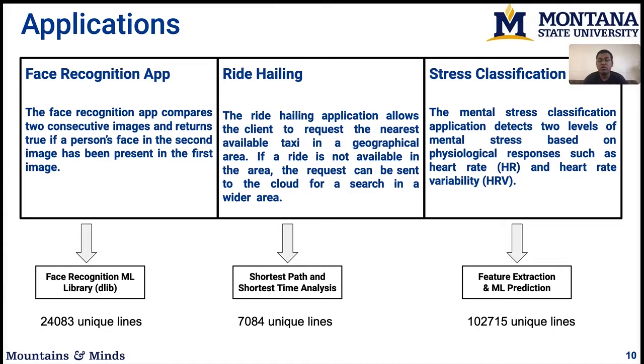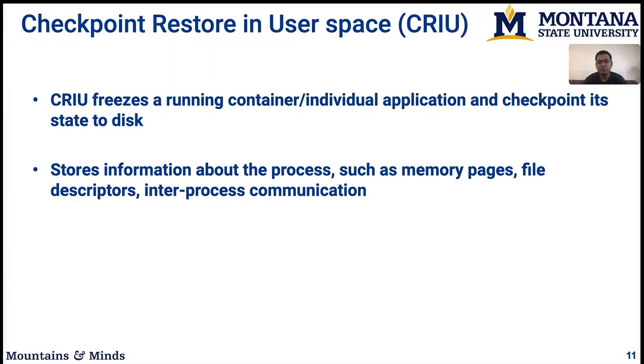We also compare the complexity of the applications. You can see that for this application with the input, it hits 24,000 unique lines, here it hits more than 7,000 unique lines during the computation, and this one hits 102,000 unique lines.